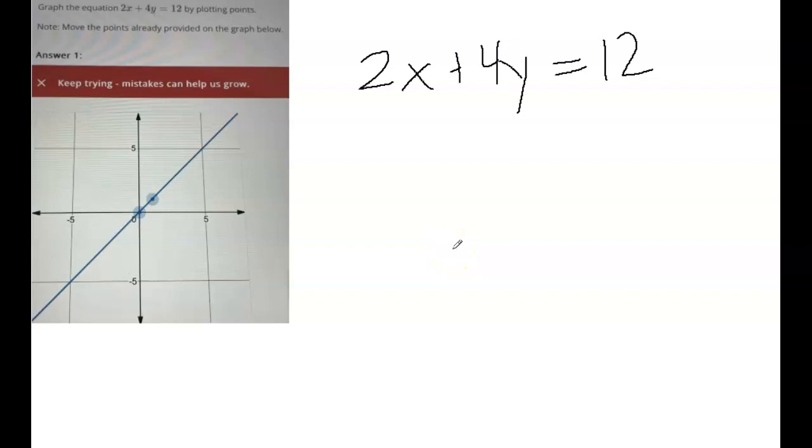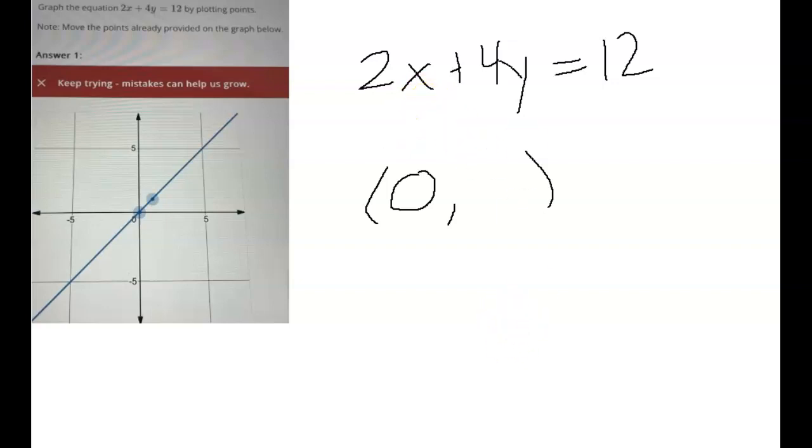Now, one way you can do this is just plug and chug numbers in. I'm going to figure out what y would be when x is, and pick a number. So I'm going to pick x is 0. Small, easy number to plug in. So if x is 0, I plug that in for x. 2 times 0 is 0.